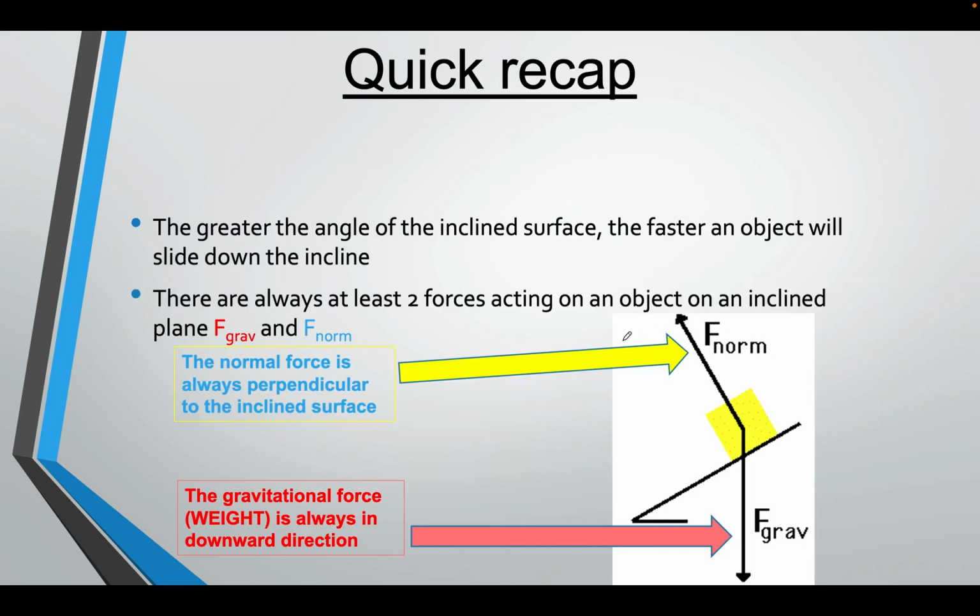So, quickly recapping this, the greater the angle of the incline, the faster it will slide down the incline. There's always at least two forces acting on the incline. You have the normal force and the gravity force. You will have a bit of friction as well sometimes, and you would have to calculate that using F equals mu N from the previous video.